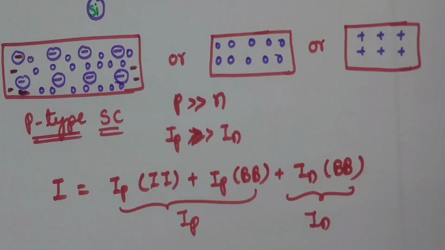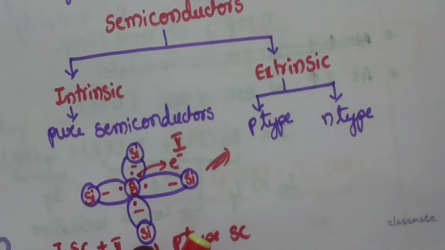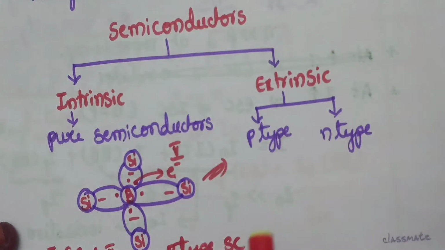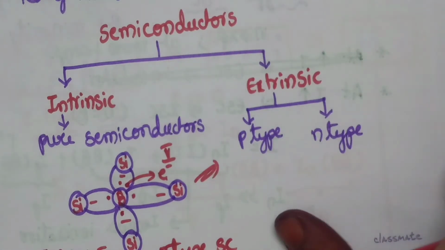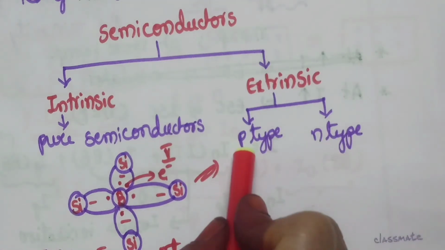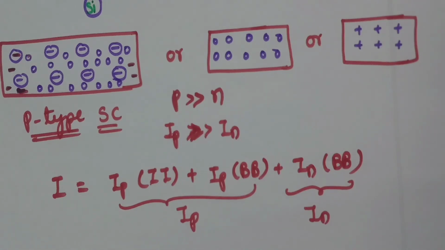So we can say that in semiconductors there are two types. One is the intrinsic semiconductor and the other one is the extrinsic semiconductor. The intrinsic semiconductors are formed from pure semiconductors, and the extrinsic semiconductors are formed when the intrinsic semiconductors are added with impurities like fifth and third group. If fifth group impurities are added, then it is an N-type semiconductor. If third group impurities are added, then it is a P-type semiconductor. So the P-type semiconductor is an acceptor type semiconductor and the N-type semiconductor is a donor type semiconductor.